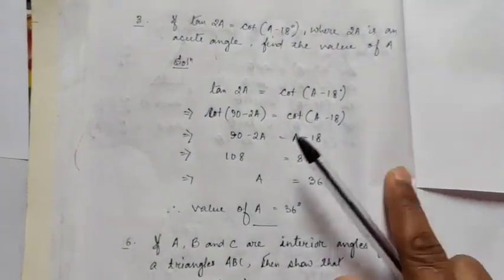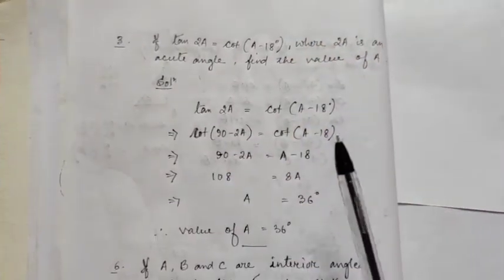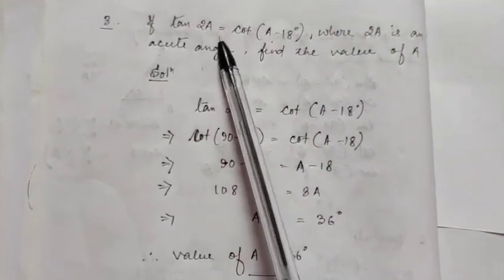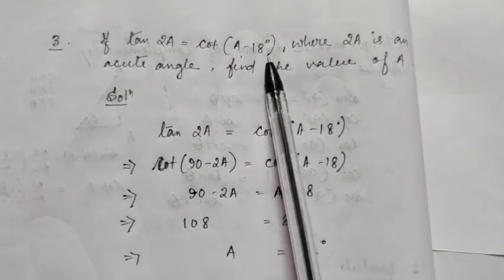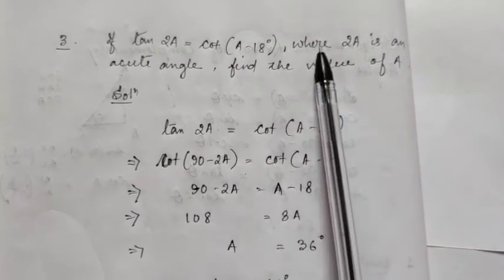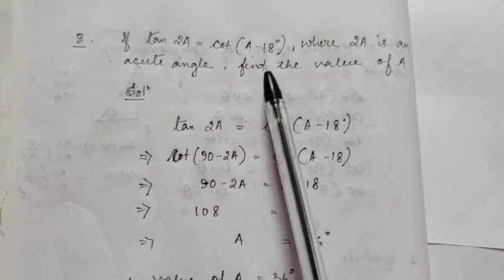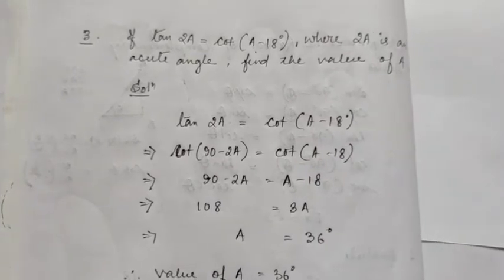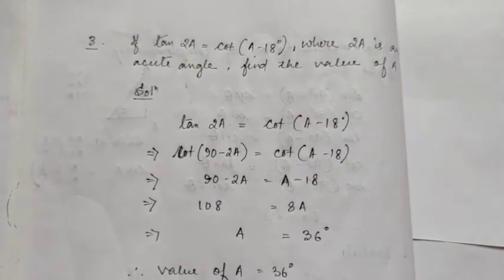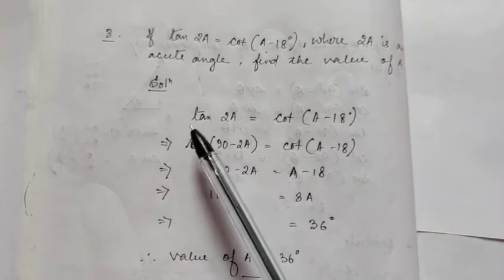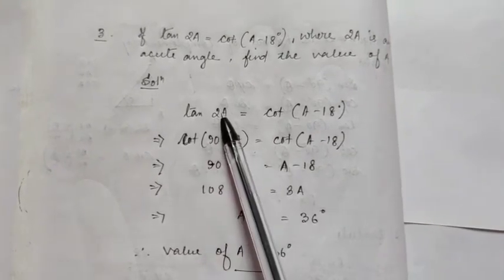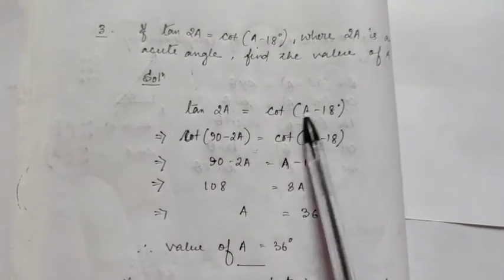Next, number 3, same exercise number 3. Here it is given tan 2a is equal to cot (a minus 18 degree), where 2a is an acute angle. You have to find the value of a. Okay, see, it is given tan 2a is equal to cot (a minus 18 degree).